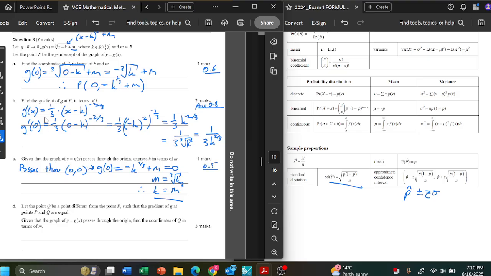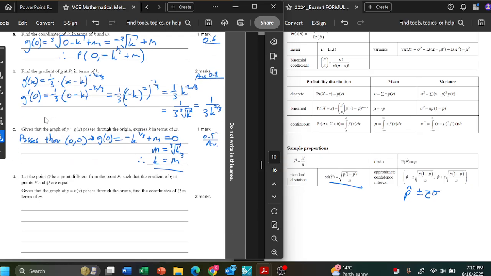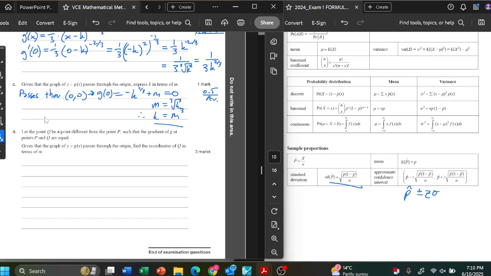That question had a 50% average mark, so about half of people getting this one right. All right. The last question, pretty tricky, is where we sort of combine all of these different elements. The question is, let point Q be a point that is different from the point P, such that the gradient of g at points P and Q are equal. Given that the graph of y equals g(x) passes through the origin, find the coordinates of Q in terms of m.